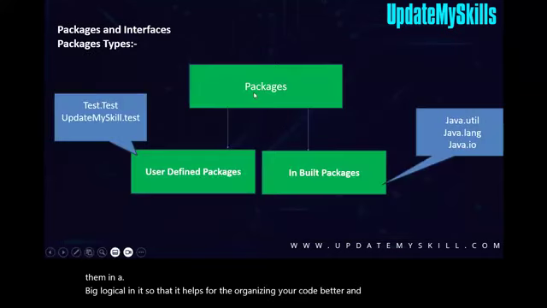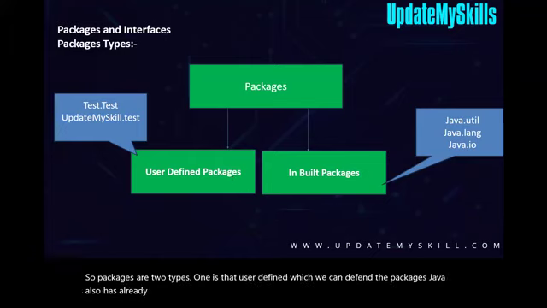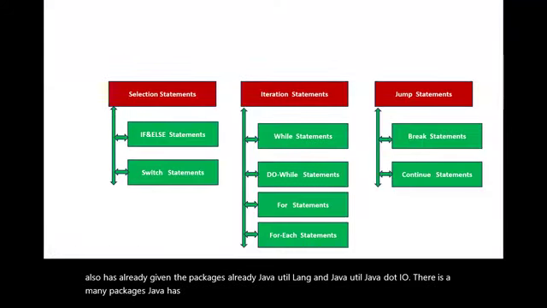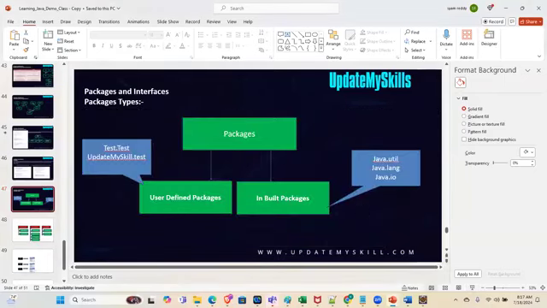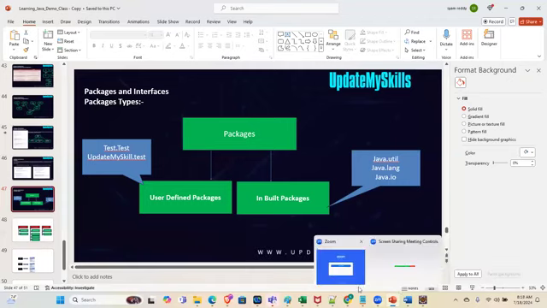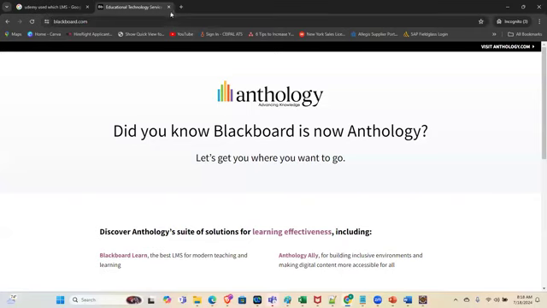So packages are of two types. One is user defined, where we can define our own packages. Java also has already given packages: java.util, java.lang, and java.io. There are many packages Java has already provided. If you go to the Java API, you might not have noticed it. Let me go to this one and I will explain it to you.